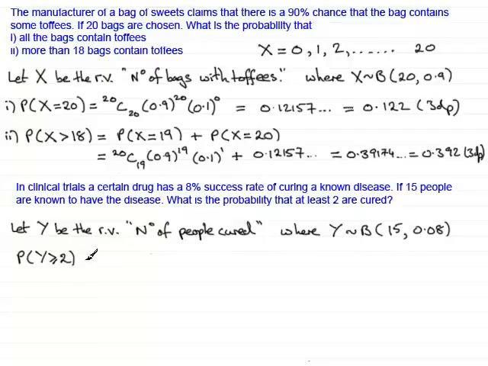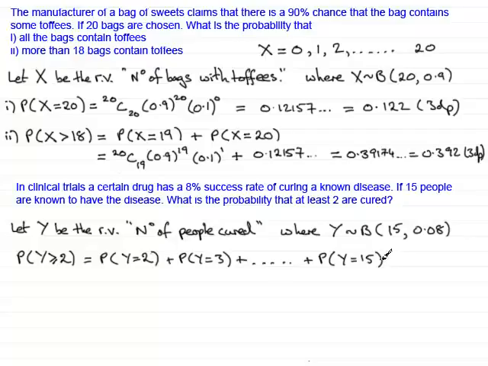Now in this particular problem, Y can be no people being cured, or 1 person being cured, 2 people, 3, 4, etc., all the way up to and including 15. So this is the same as the probability that Y equals 2 plus the probability that Y equals 3, Y equals 4, and so on, all the way up to the probability that Y equals 15. Now this would be a horrendous sum to work out. And there is a way around this problem.